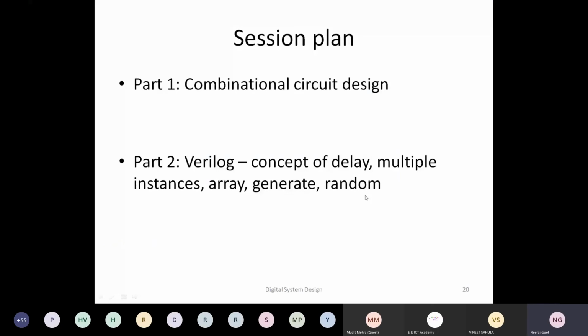Okay, so now in this Verilog session we'll try to understand some concepts of delay, multiple instances, arrays, the generate statement, and how to use random, etc. So there are a couple of concepts which we'll try to cover.